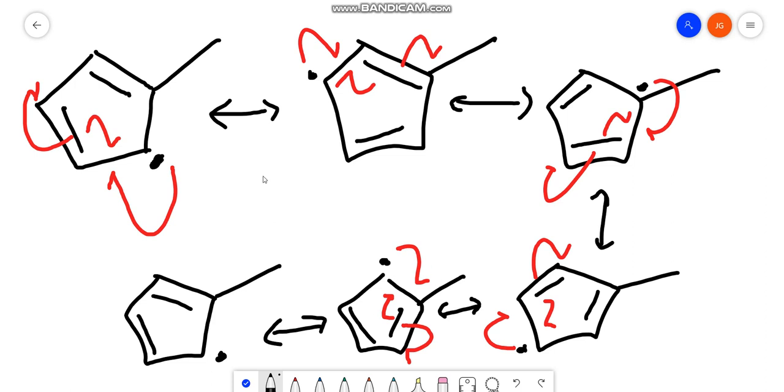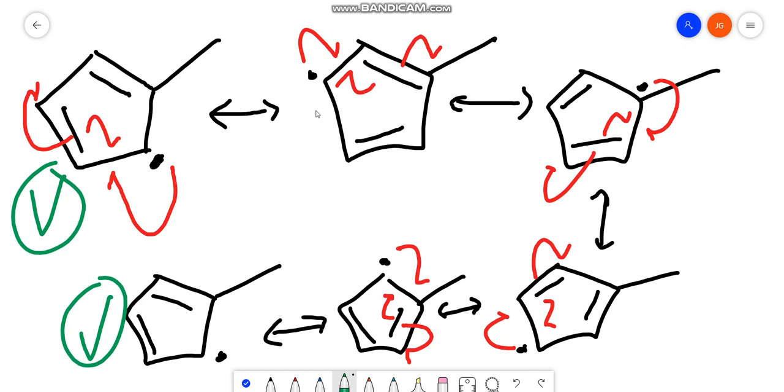And what do you know? This original structure is the same as the structure we ended up with. And so because we were able to cycle this radical around accurately, and we can recover the original structure, we know for sure that these are the possible resonance structures.